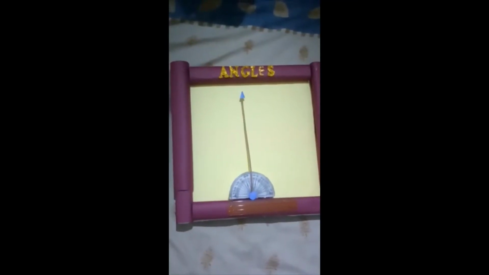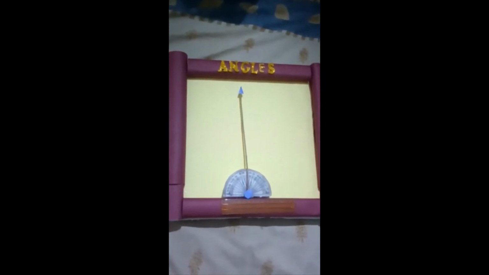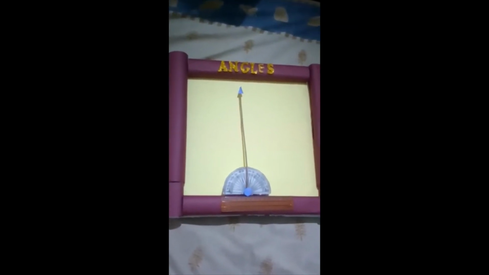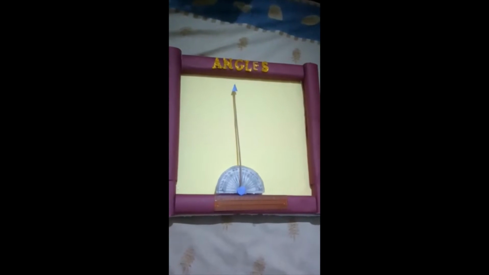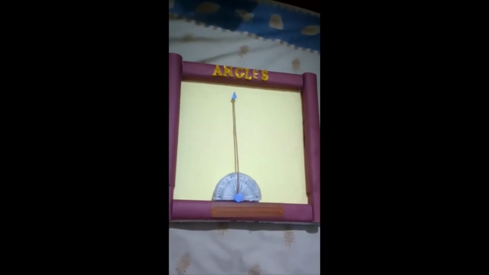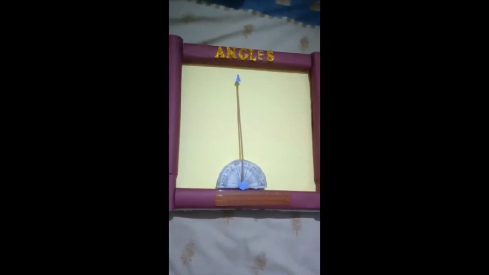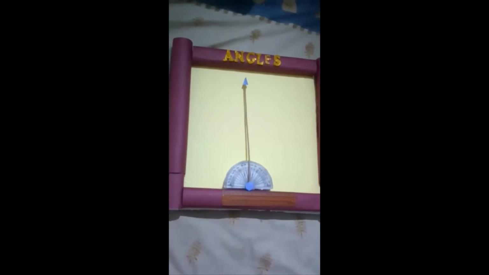This is an angle. We want to measure an angle with a protractor. An angle is formed by two rays meeting at a common endpoint. Angles are measured in degrees using a protractor. There are mainly four types of angle.